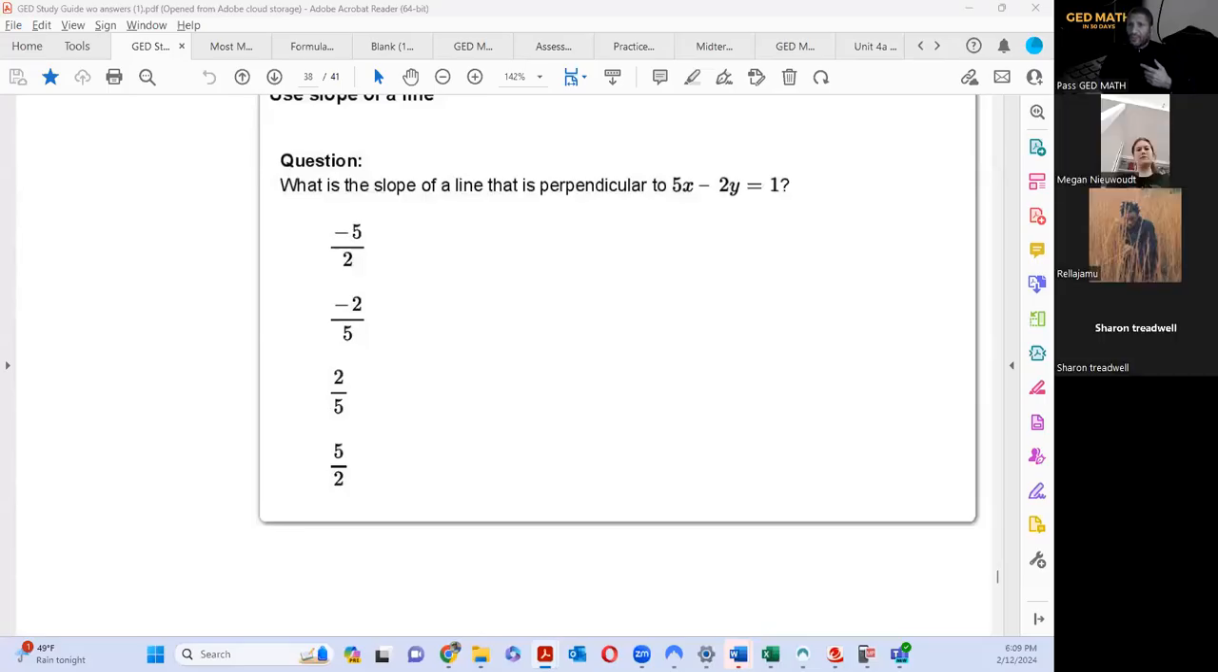Through my computer. Okay, so can everybody see my screen? Yes. Okay, good. What has everybody been working on?